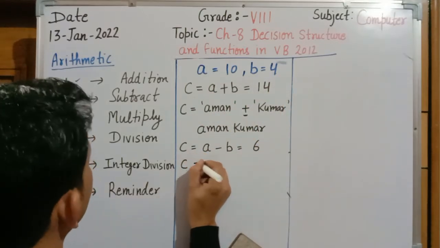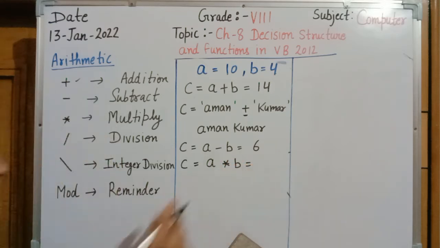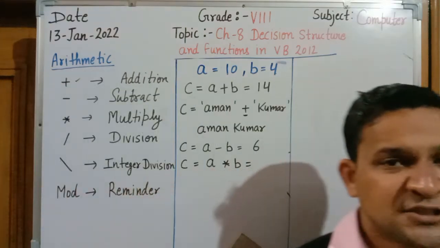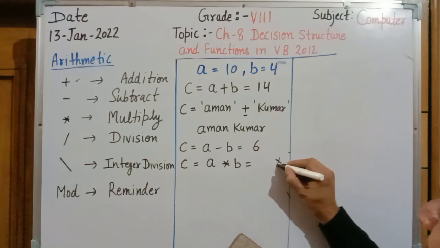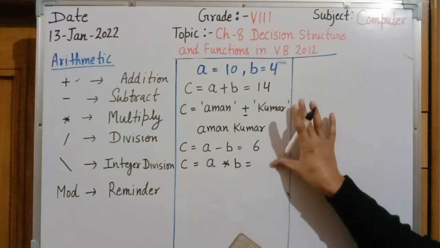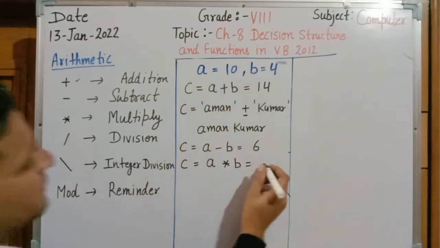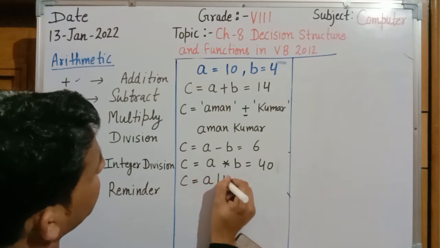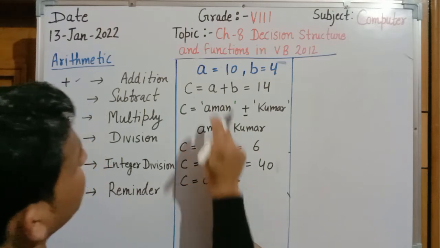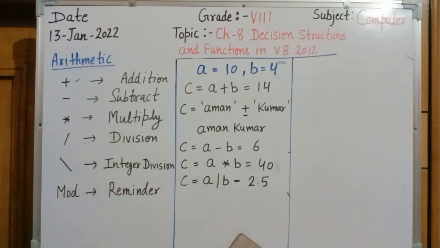If I am writing C equal to A star B, in computer language the star operator is used for the multiply operation. It will multiply two values. In the computer, we do not use the usual multiplication sign. We use the star operator for the purpose of multiply. So the result will be 10 into 4, which is 40. Next is C equal to A divided by B. The result will be 10 divided by 4, which is 2.5.